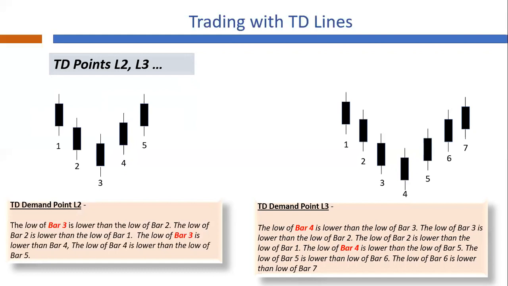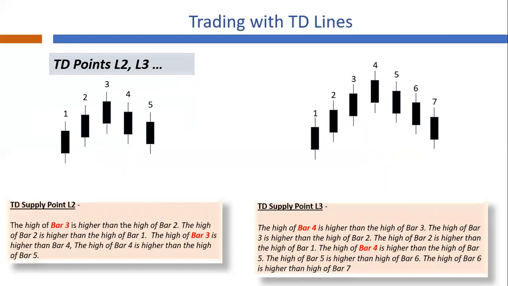The same logic is applied for a level 2 or level 3 TD supply point. The only difference is we look at the high of the pivot bar and the high of its adjacent bars. Let's look at the diagram for level 2 and level 3 TD supply points. I hope this concept is clear. This process can be continued and there can be any level of TD demand or TD supply point. Now let's view TD points on the chart.